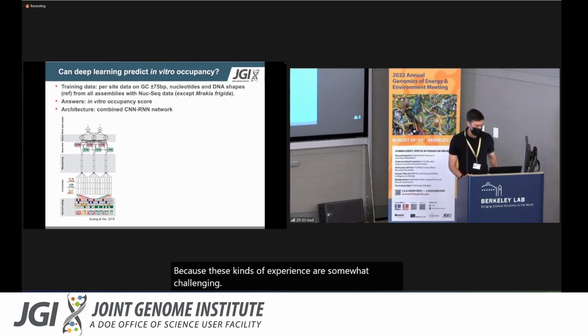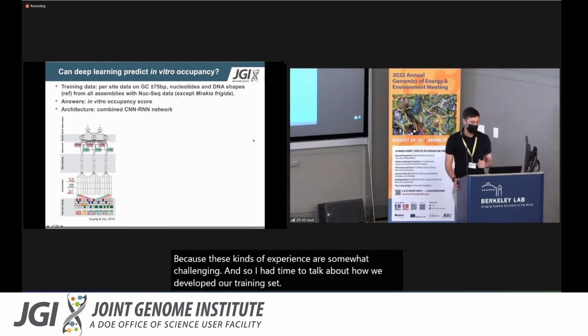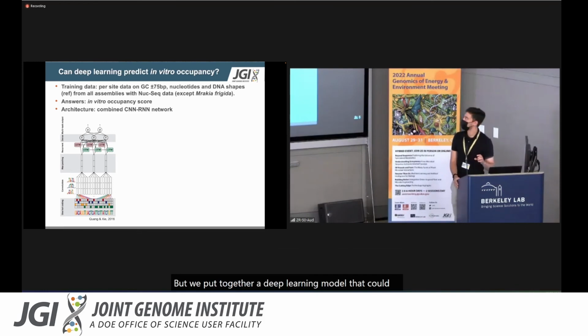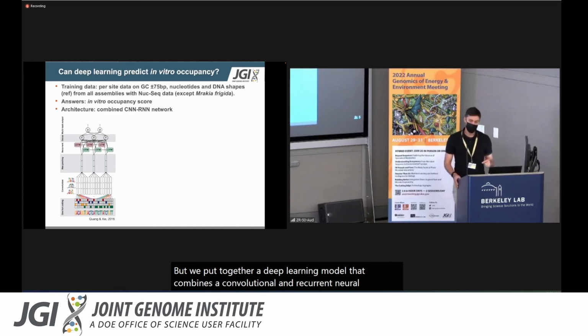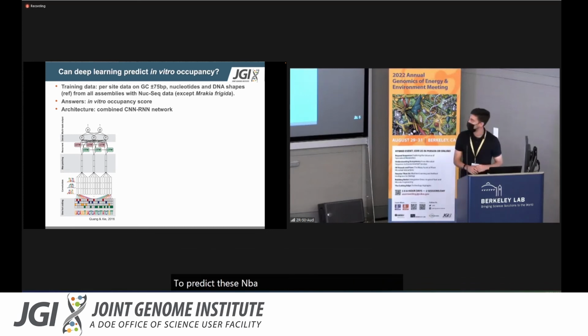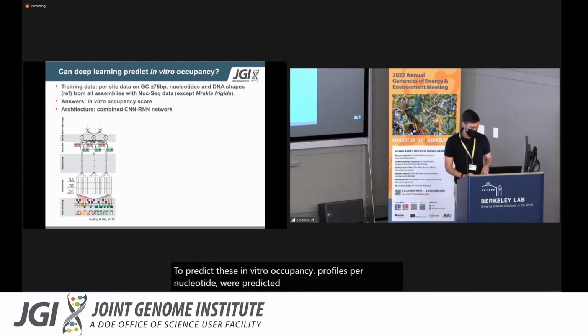And so I don't have time to talk about how we developed our training set, but we put together a deep learning model that combines a convolutional and recurrent neural network to predict these in vitro occupancy profiles. Per nucleotide, we're predicting occupancy in the assembly.